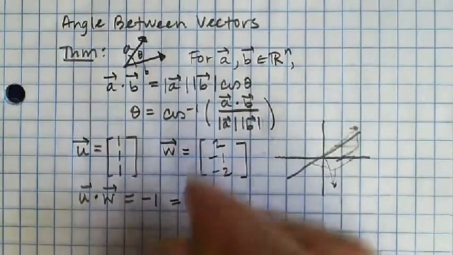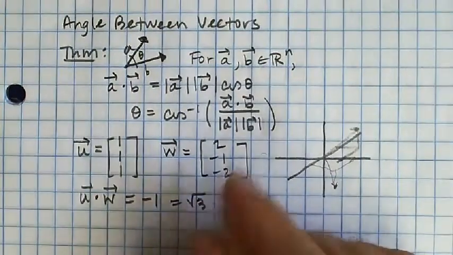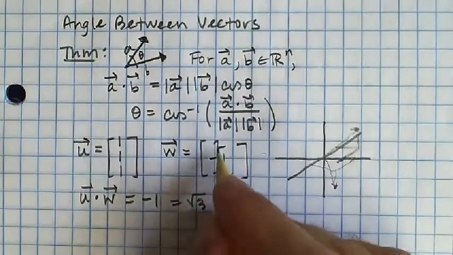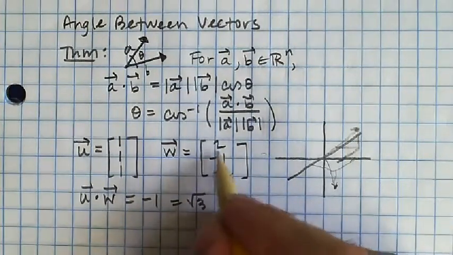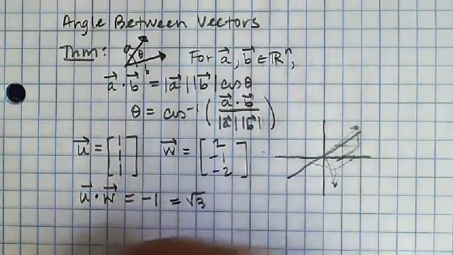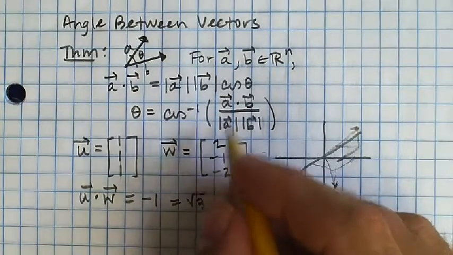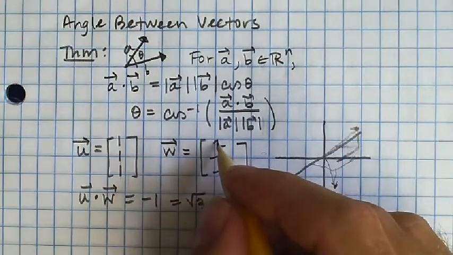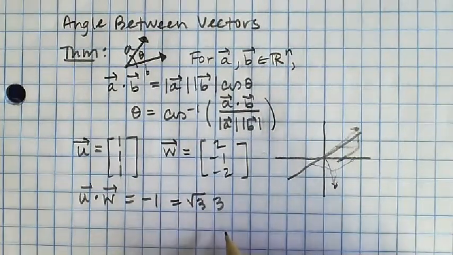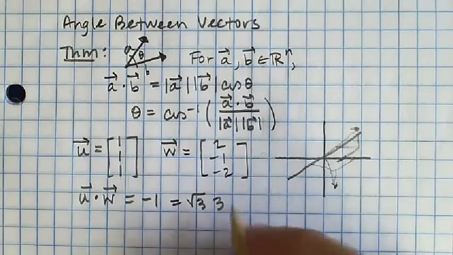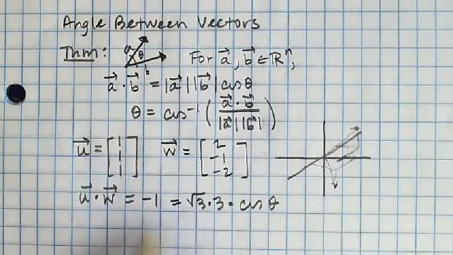And negative 1 is the length of u, so that's the square root of 3, times the length of w. Wow, if I'd have chosen this right, I could have made this a 30-60-90 triangle, an actual one that I could have solved for cosine. That would have been nice. And so 4 plus 1 plus 4 is 9. Okay, so the square root of 9 is 3. So 3 root 3, times the cosine of the angle in between them. See, it's so close.